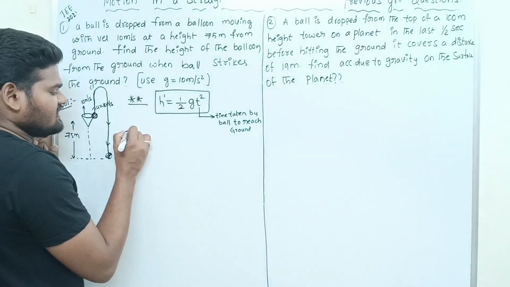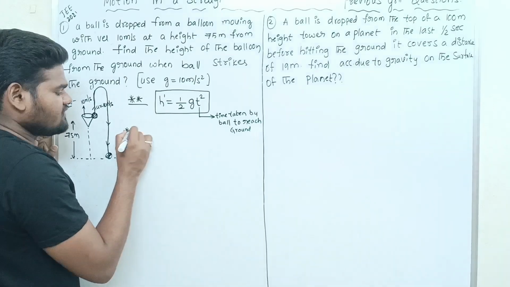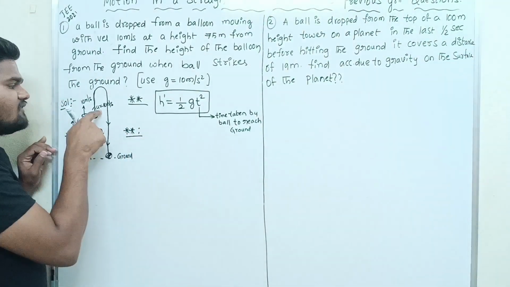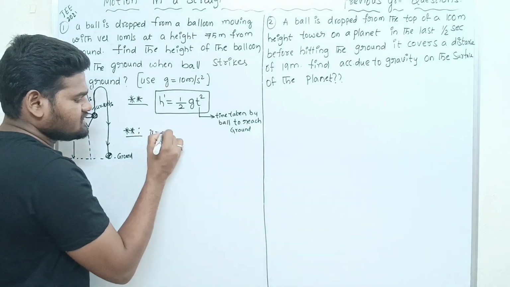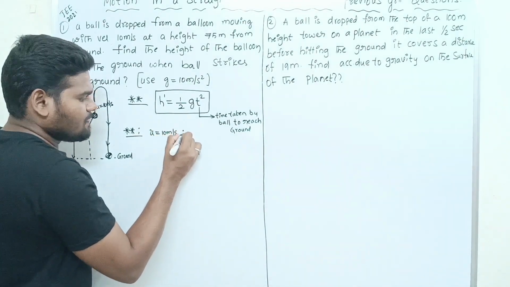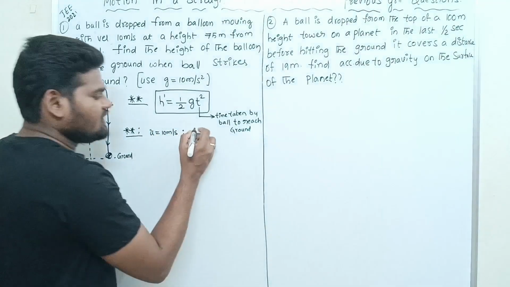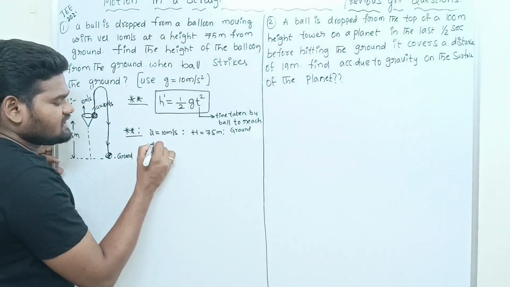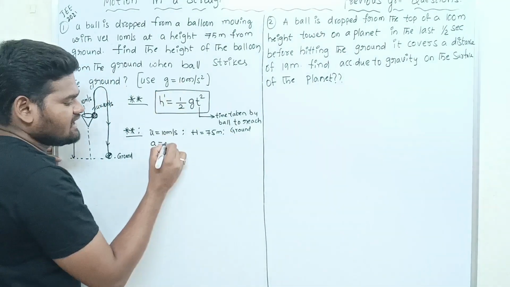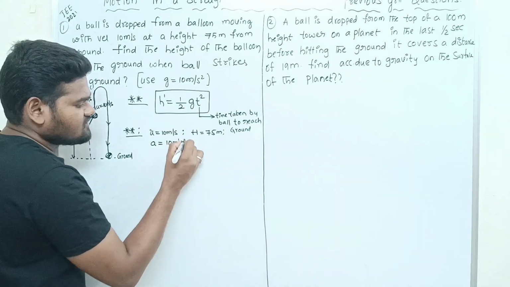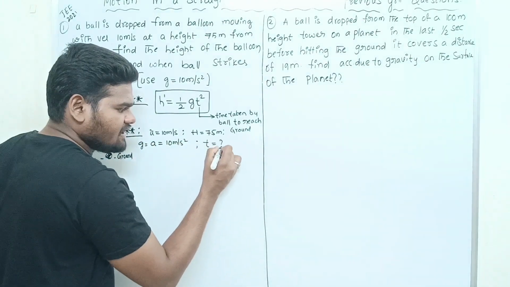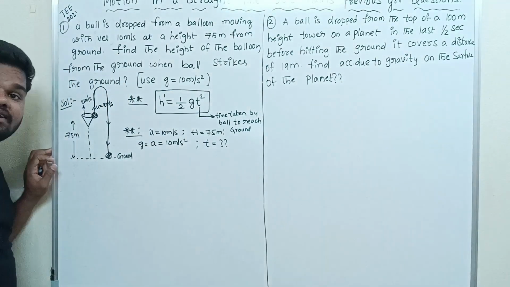Are you getting it? So to find the time of the ball, I'm taking the physical quantities. What is its initial velocity? u equals 10 meters per second. What is the height of the ball from the ground? h equals 75 meters. What is the acceleration due to gravity? They have given 10 meters per second square; a is nothing but g. What we have to find is the time taken by the ball to reach the ground.